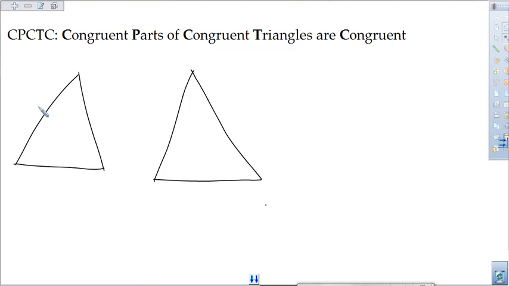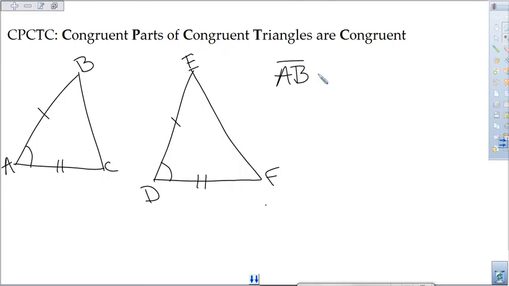Okay, and I say this side is congruent to this side, and this one is congruent to this one. Then I have side angle side. And so I know these three pieces here are congruent. Let's label this A, B, C, D, E, F. And I know that AB is congruent to DE.